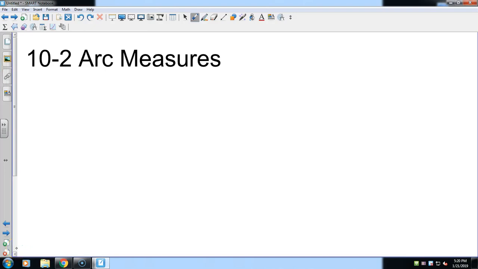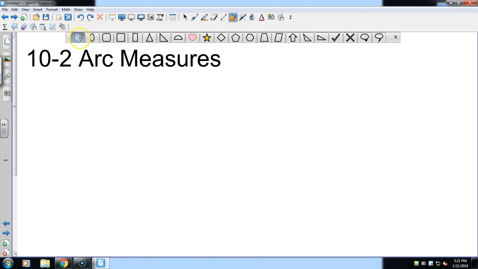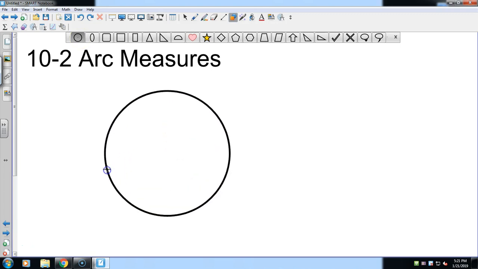Okay, 10-2 arc measures. We are doing all things circle in this chapter. And so we're going to look at some more good things. So let's start off with this one.